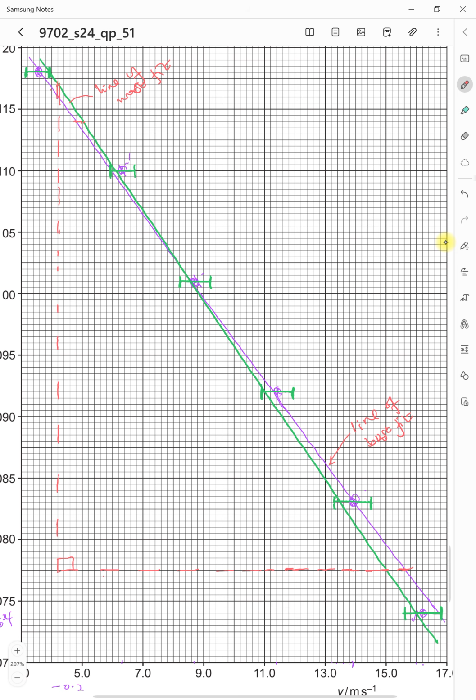So I'm reading this point here. Remember, you should have the scale at the back of your mind. So on the x-axis, this is 15.2, 15.4, 15.6, 15.8. So this is 15.6. So that is 15.6.